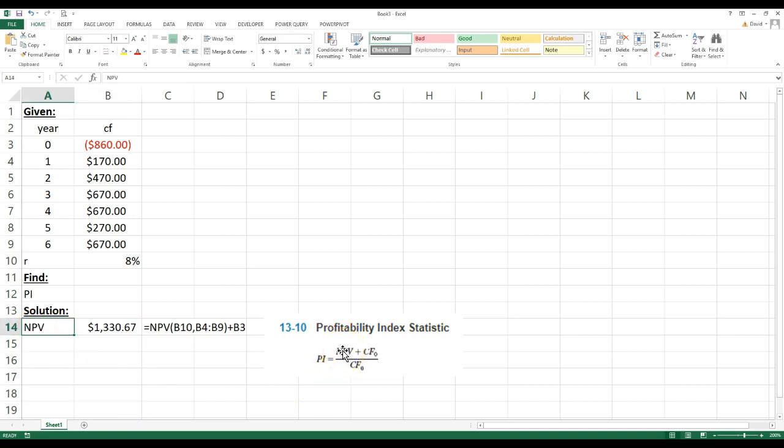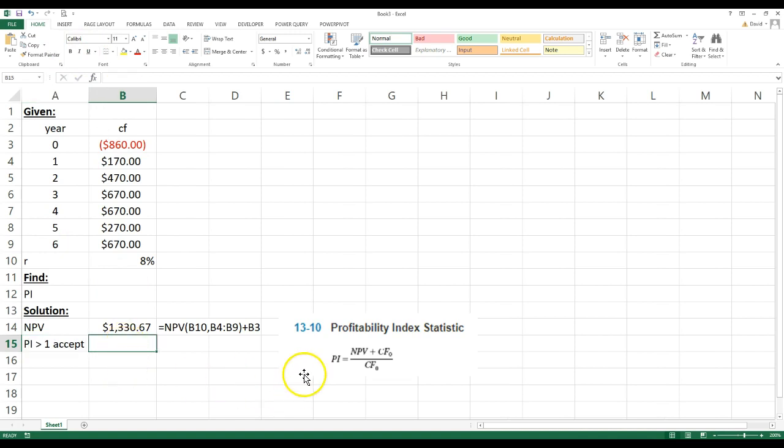So now, the first way we're going to calculate it. There are two ways you can look at the profitability index. You say if the profitability index is greater than 1, then you accept. That's one way you could do it, and if you're going to do it that way, you're going to use this formula. So let's go ahead and do it.